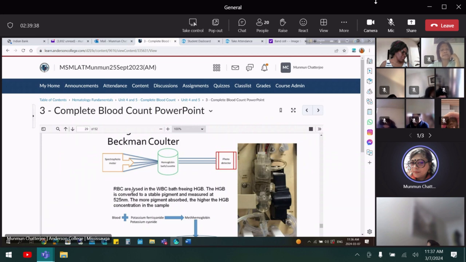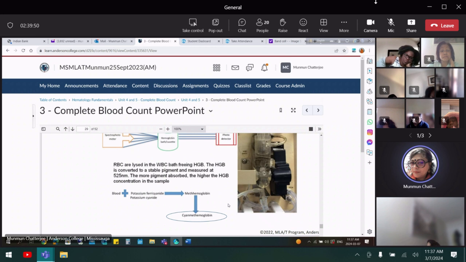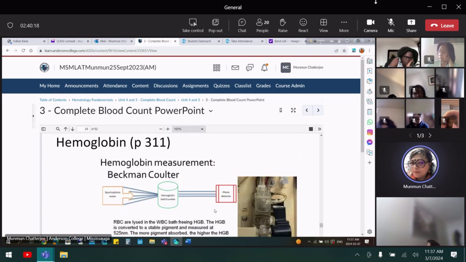The hemoglobin is converted to a stable pigment and measured at 525 nanometer. You don't need to remember the nanometer. The more pigment is absorbed, the higher the hemoglobin concentration in the sample. What is that method? It's called the cyan methemoglobin method. So blood has to be hemolyzed, then it is chemically transformed, ultimately to cyan methemoglobin. So we are actually measuring the cyan methemoglobin to measure the total hemoglobin concentration in the automated counter.